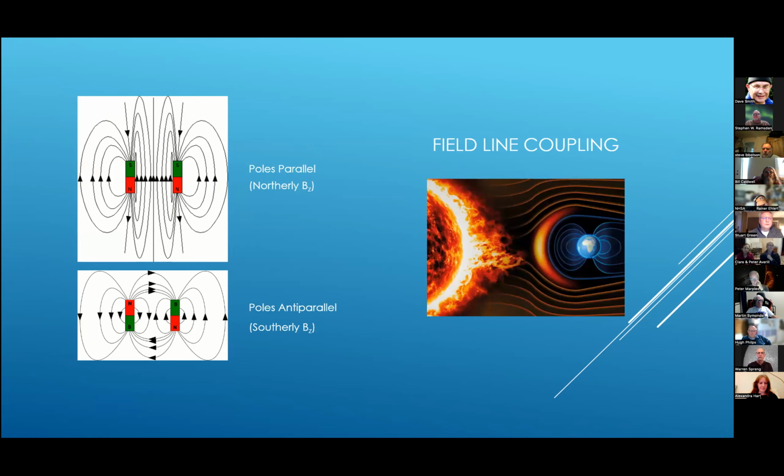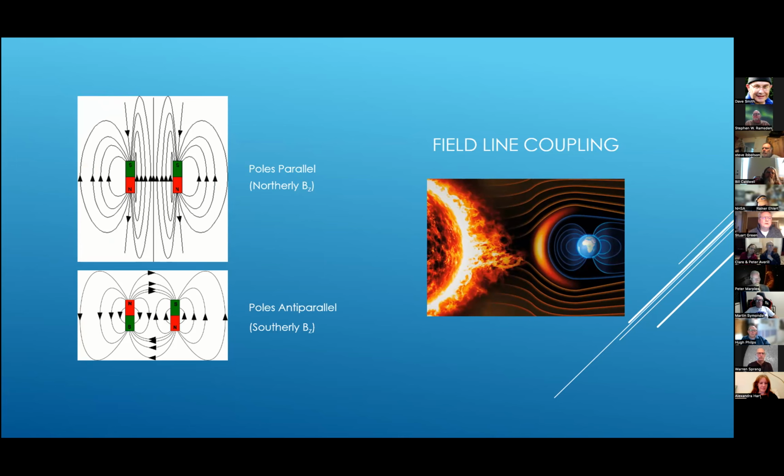So field line coupling, as you've seen from my previous slides, is all rather complicated in terms of the magnetic fields and how the field of the solar wind interacts with Earth's magnetic field. This is greatly simplified, but it does show the point. Let's imagine we've got the Earth's magnetic field here, north at the bottom in the south of the Earth, South Pole. This bar magnet has its magnetic field lines, as you can see.